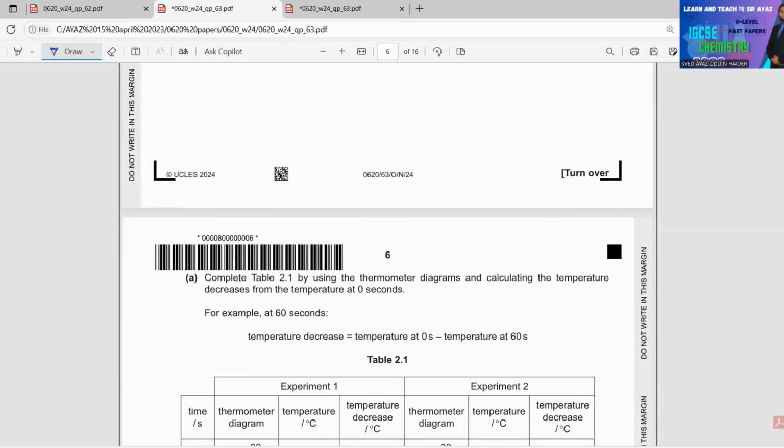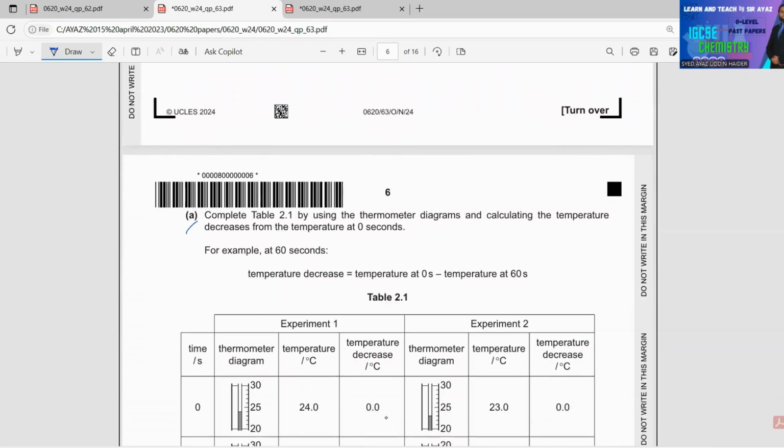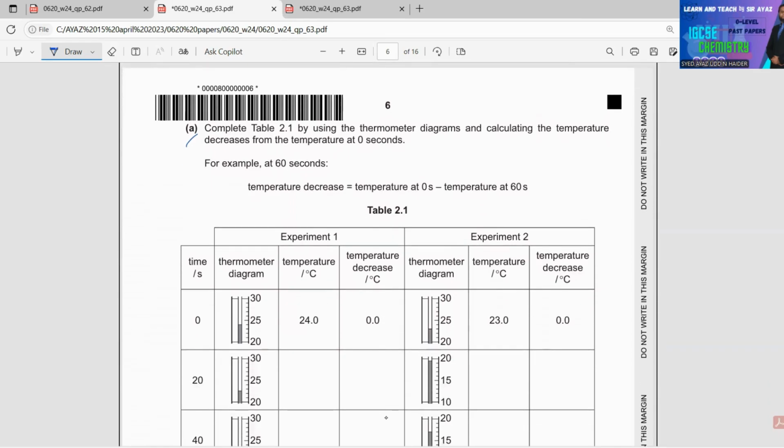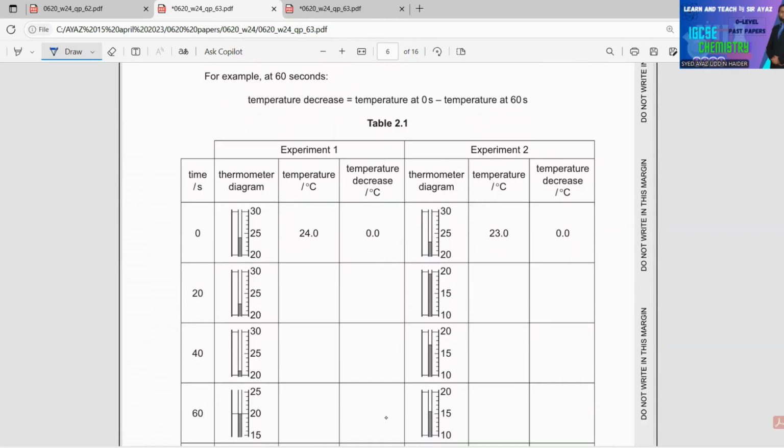So here's part A. Complete table 2.1 by using the thermometer diagrams and calculating the temperature decreases from the temperature at 0 seconds. For example, at 60 seconds, temperature decrease is equal to temperature at 0 minus temperature at 60. First one is done for both the experiments. So I'm doing it for experiment number 1. For 20 seconds, the temperature is 22.5.